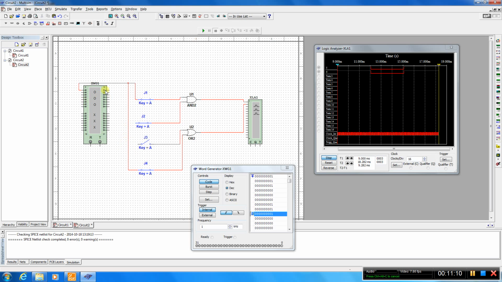So output 0 of the word generator is the input here and here for these two switches, and output 1 should be the input for this and this. Your first task is to modify this word generator using the same number of words: 1, 2, 3, 4, 5, 6, 7, 8, 9. Okay, 9 words.